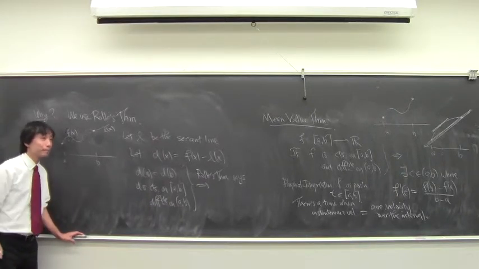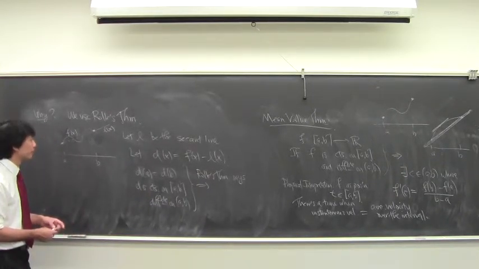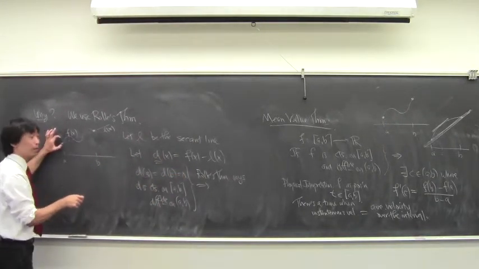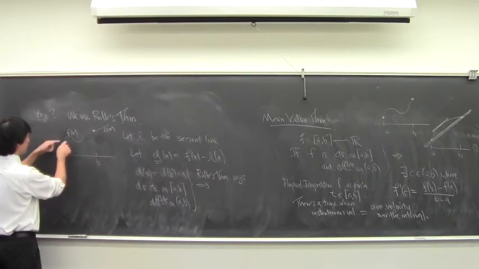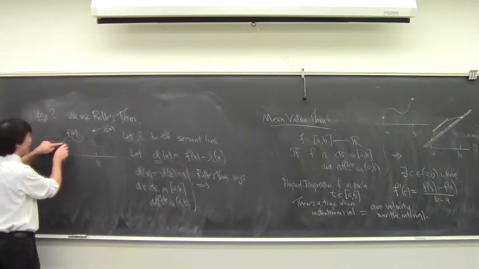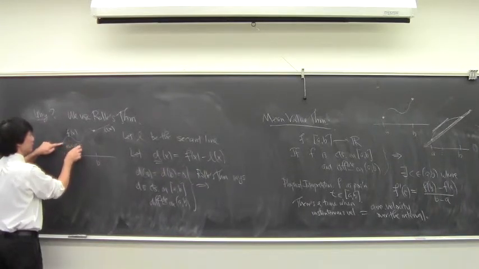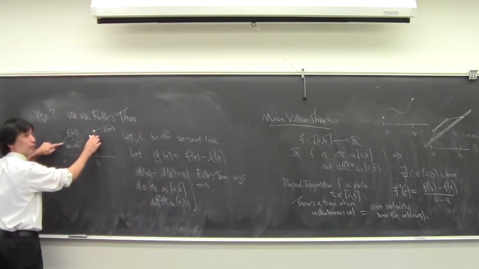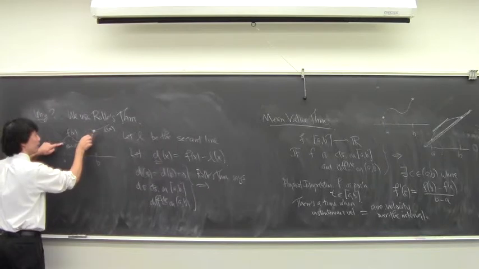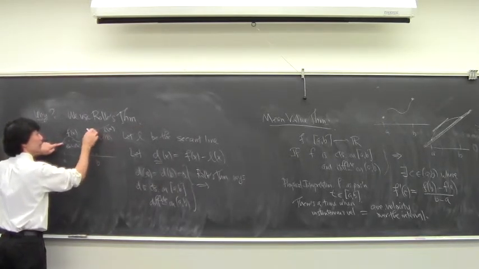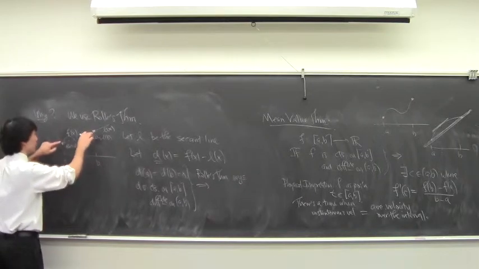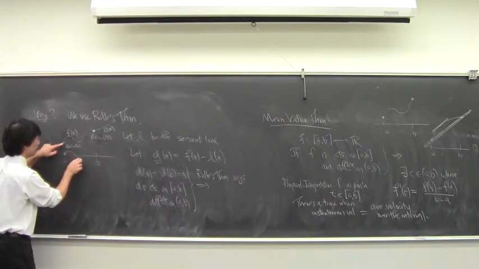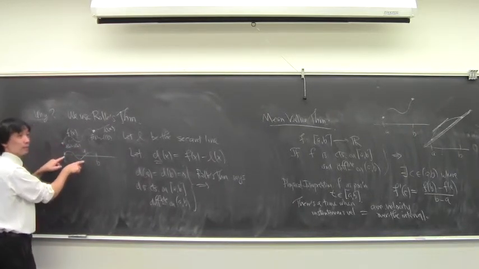I'm a little bit confused about how you got D of A equals D of B. They both equal 0. D is the difference between F and L, and F and L have the same value here. F of A and L of A are the same, so D is 0. Here also, F of B and L of B are the same, so D is 0. So D is 0 here and D is 0 here. D looks something like this.